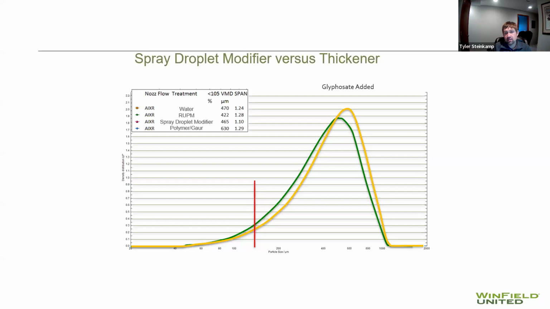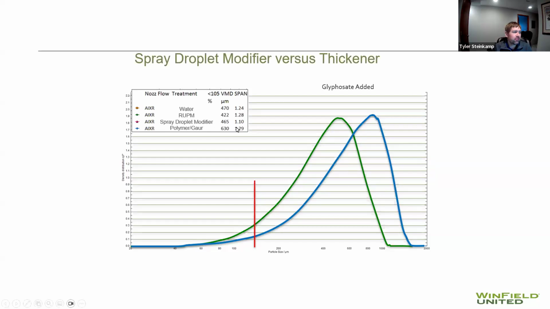Okay. Now, again, there's two different types of drift control agents. There's the thickeners, or what we call the spray droplet modifiers. Okay, so thickeners, examples of these would be polyacrylamides or guars. They actually thicken up the spray solution, and what that does is it holds those droplet sizes together to the point where we increase the average droplet size, and it does decrease driftable fines. But you do dramatically increase the droplet size as well.